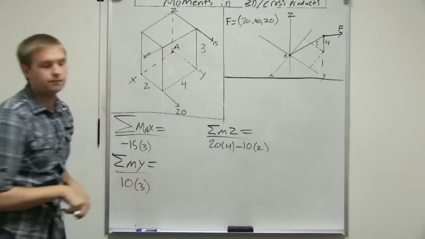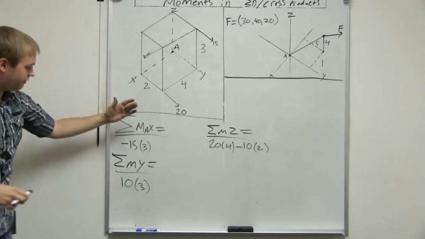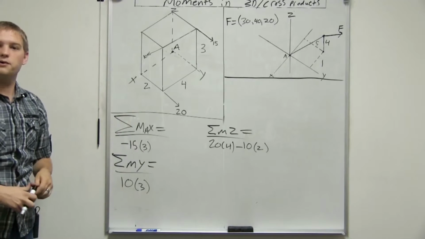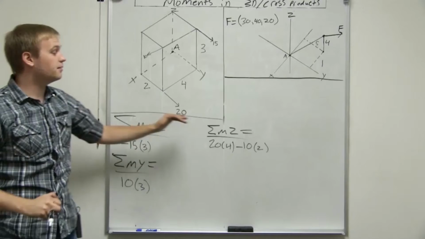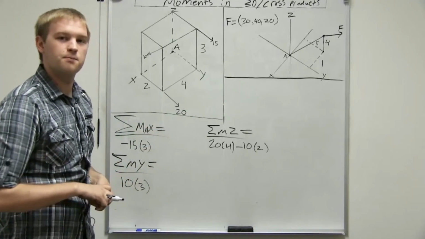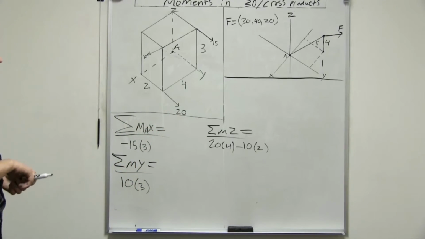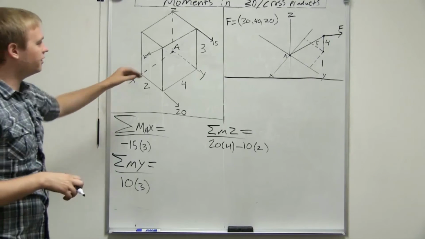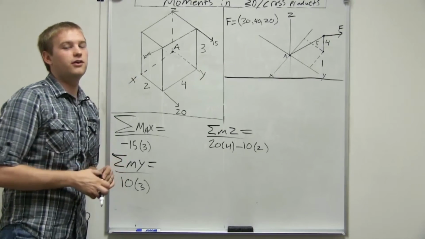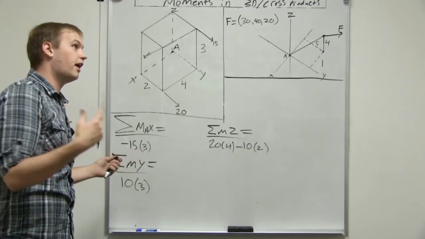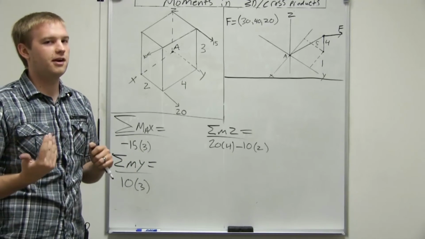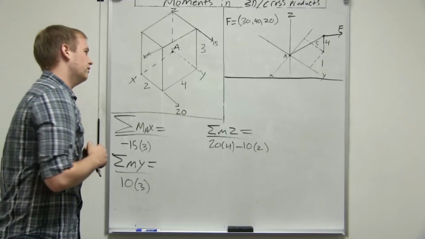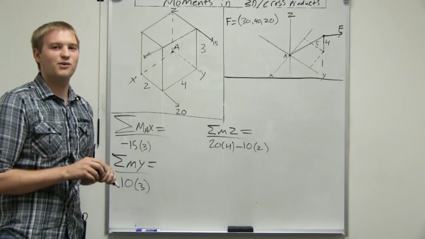Okay. And then if we just do the multiplication for all those and add them up, that'll give us the moment about the x-axis, the moment about the y-axis, and the moment about the z-axis. So for problems like this, it's not too difficult. The hardest thing is just keeping track of which forces create moments about which axis, and if that moment is positive or negative.